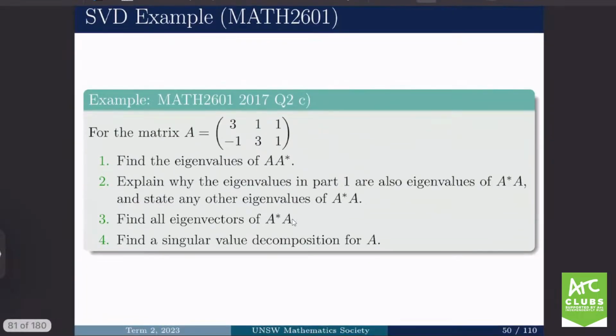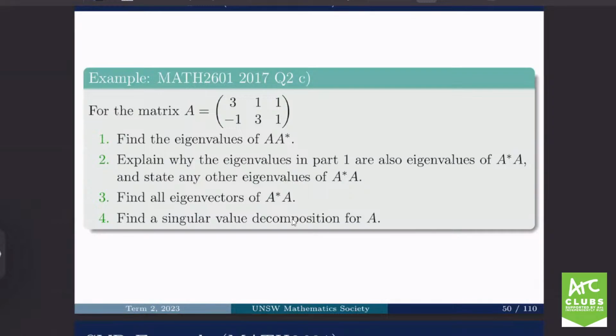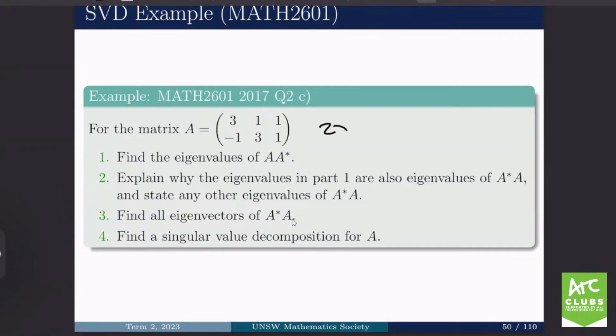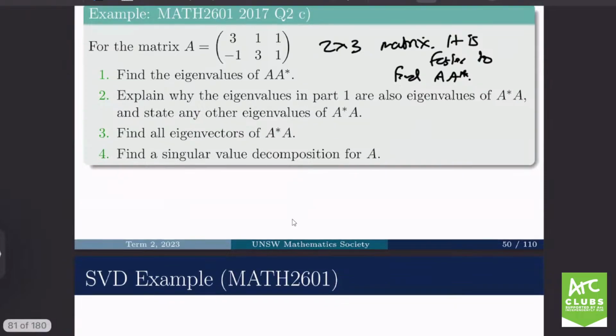So we'll follow the algorithm. In this case, we're given some parts that will help us out a bit. Given the matrix A equals 3, -1, 1, 3, 1, 1, you can already see that this is a 2 by 3 matrix. Okay, so it is faster to find the eigenvalues of A A star anyway. And that's the first part. So the first part is to find the eigenvalues of A A star.